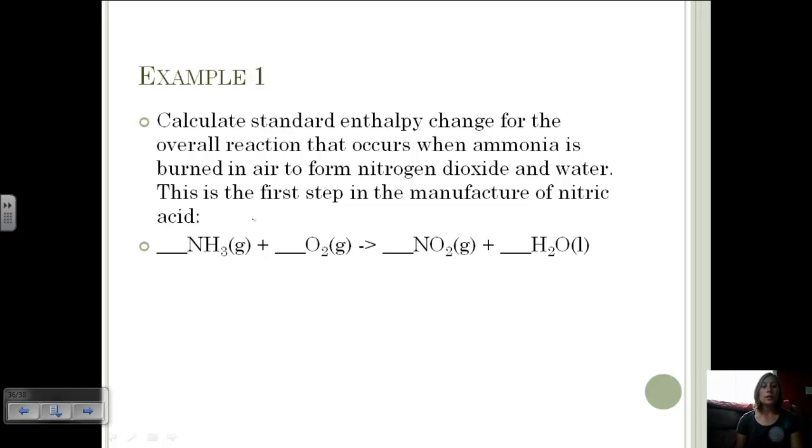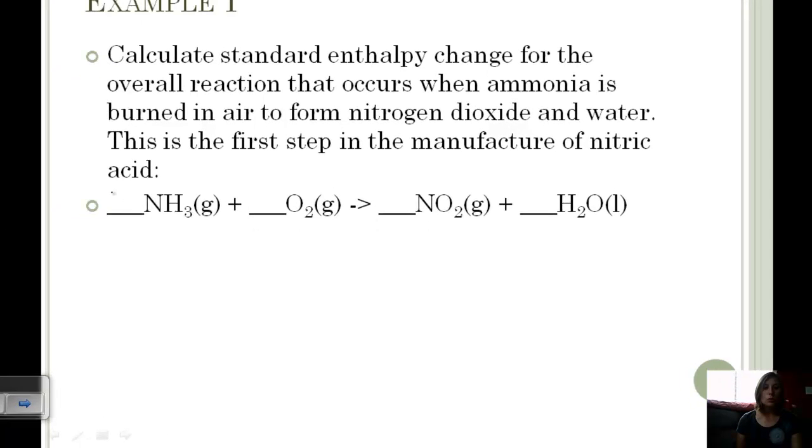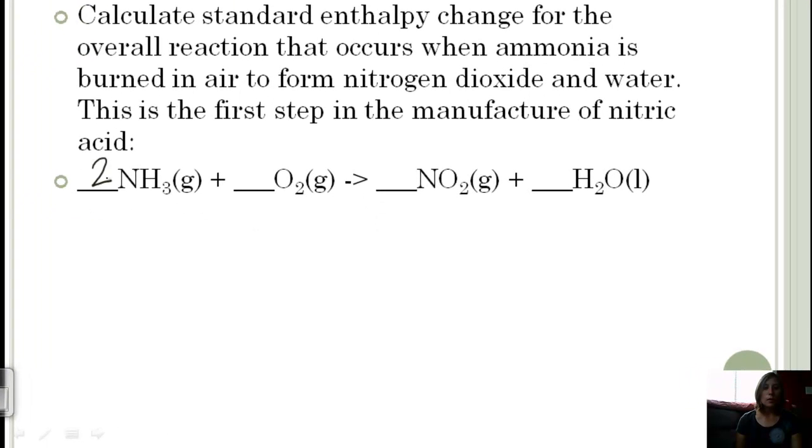First thing that we need to do is balance it before we can move on. And so let's see here. I'm going to put a 2 here because I have 3 hydrogens and I have 2 hydrogens. I know there's no way to reconcile those. So now by putting a 2 here, I've got 2 nitrogens. So we'll see if that works. And this 2 also means times the 3 hydrogens, I've got 6.